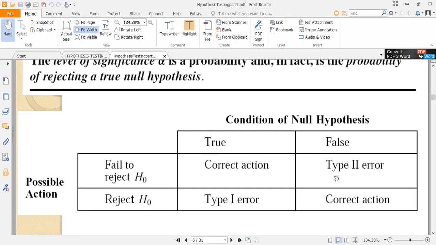When we fail to reject the null hypothesis, which happens to be the correct course of action, we call that type 2 error. So you need to understand what type 1 error and type 2 error is. Whenever we fail to reject the null hypothesis when it is a true course of action, we call that a type 1 error.